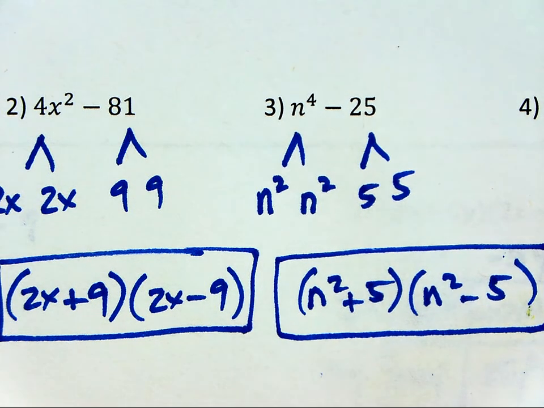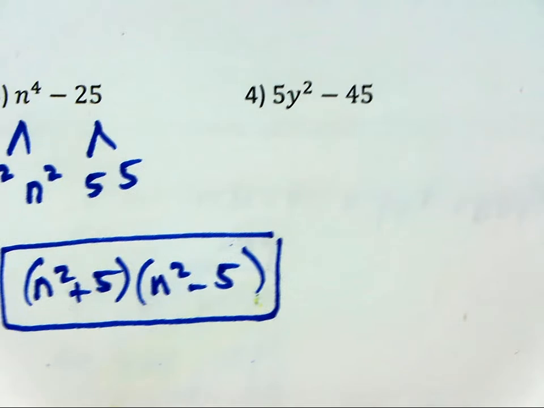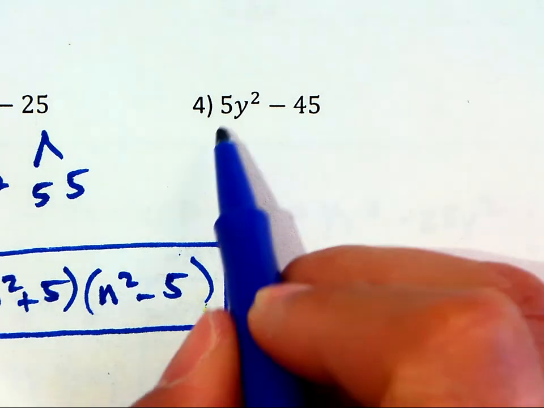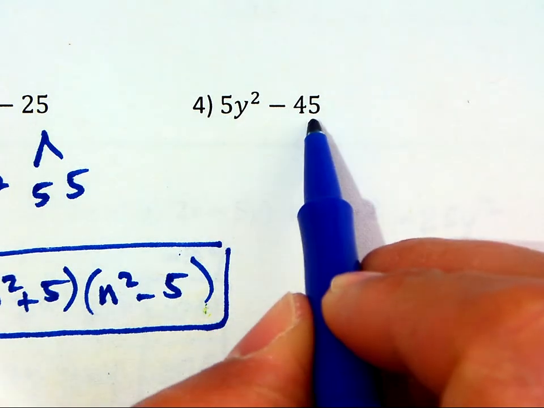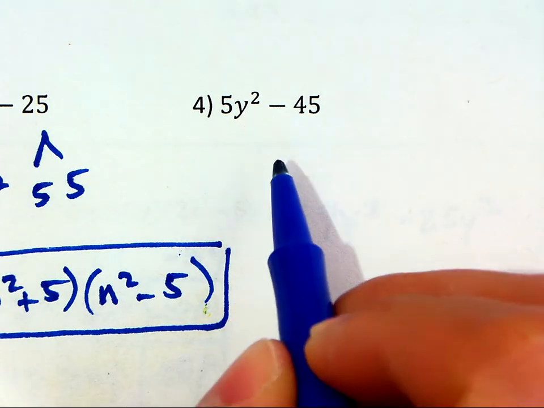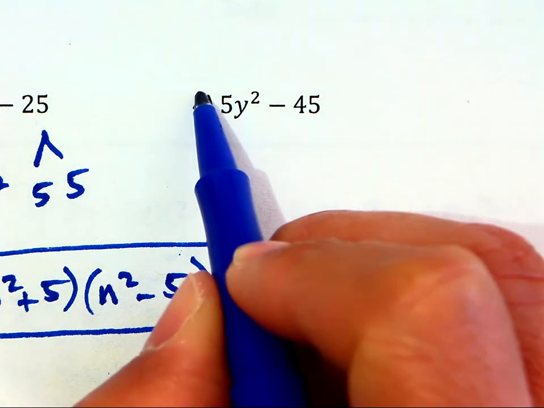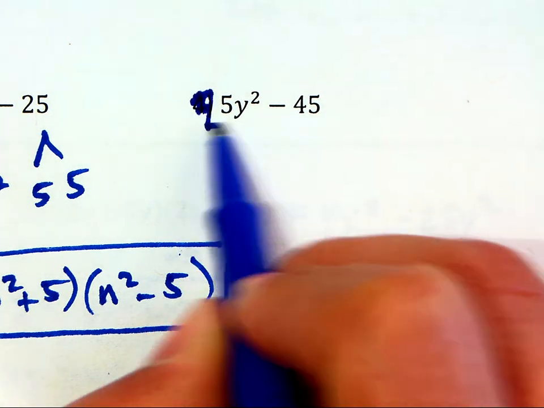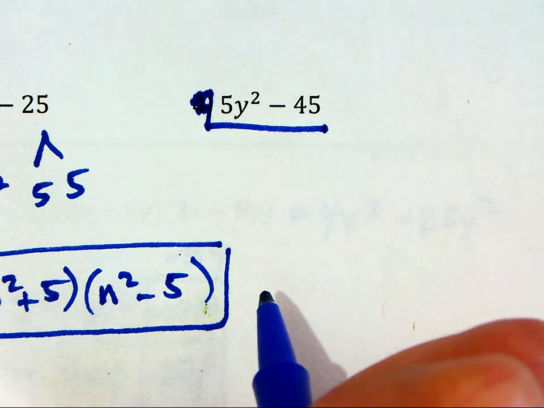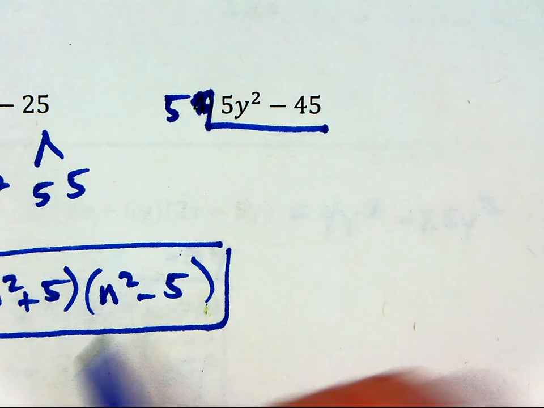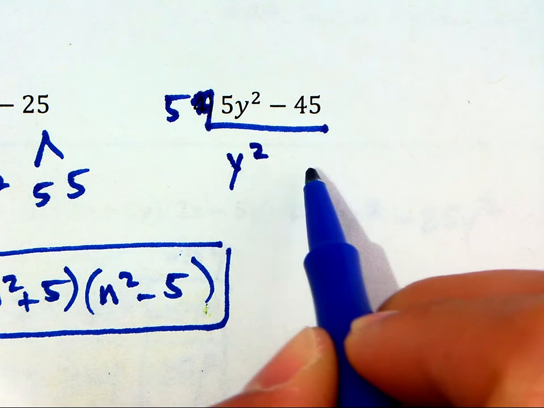Okay. All right, and then our final one, 5y squared minus 45. Now, neither one of those numbers are perfect squares. Okay. So what we're going to do here is factor out a GCF, okay, which is 5. So we're going to have y squared minus 9.